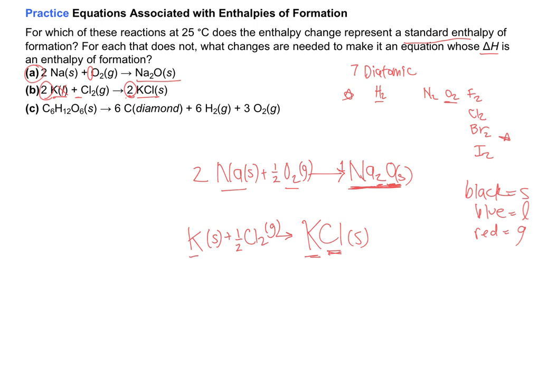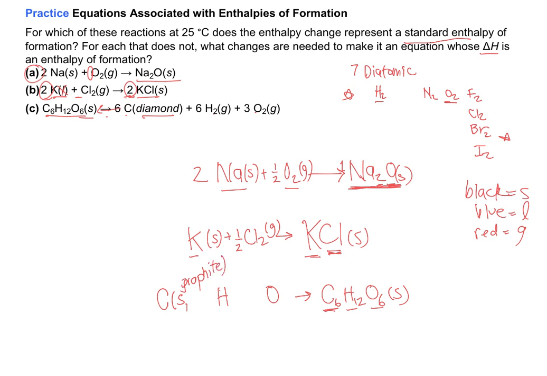We can't do that. And then here we see glucose, solid, going to diamond, hydrogen, and oxygen. So hopefully you're noticing that's weird. We want to make a single compound, so this needs to be reversed. So we're going to do C6H12O6 as our compound, solid. Let's make it out of carbon, hydrogen, and oxygen. Carbon is not one of the diatomics, so it just shows up as C. It is a solid, and the most stable form is actually not diamond, it's graphite.